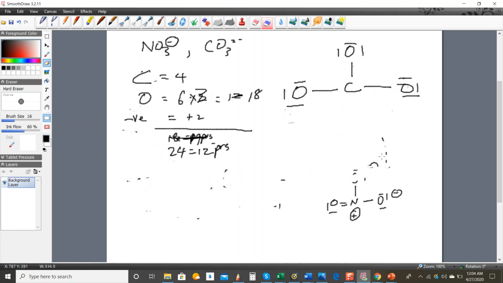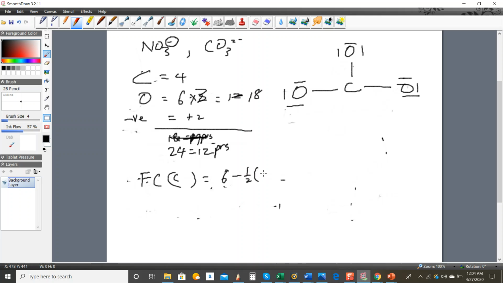So what we need to do here is calculate the formal charges, just like we did before. So the formal charge of carbon is going to be equal to 4, the group number, minus half of 6, which is the number of bonding electrons, minus 0. So this is going to give you plus 1. And for each oxygen, as we did before, its formal charge will be equal to 6 minus half of 2 minus 6, equals minus 1. So the carbon will have a plus 1 charge. The oxygens each will have a minus 1 charge.